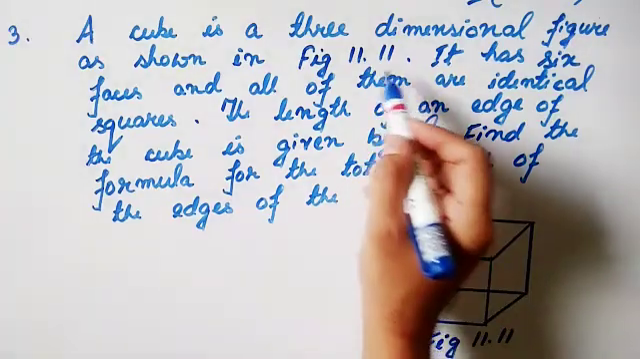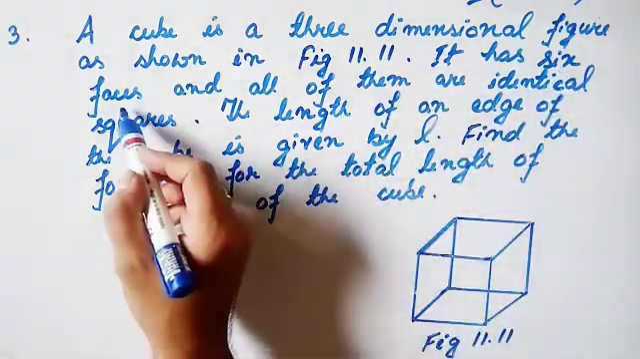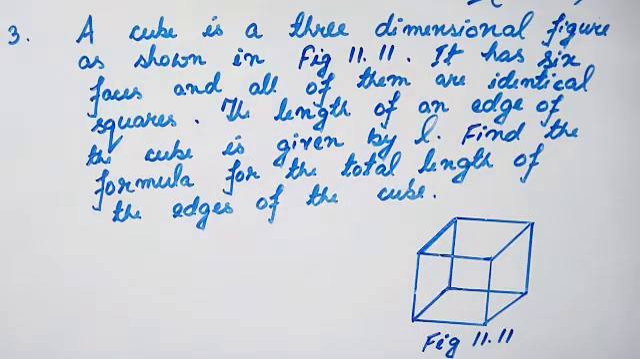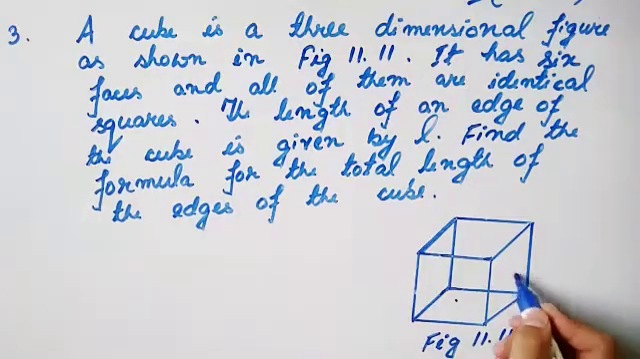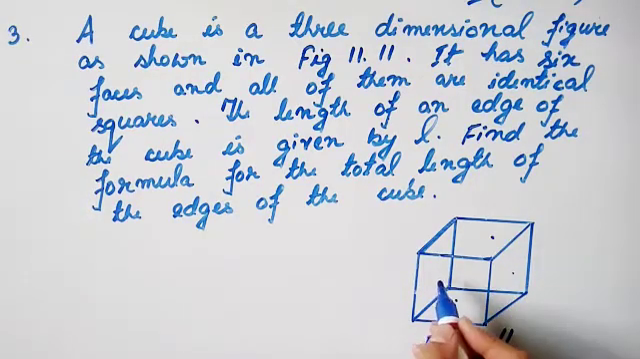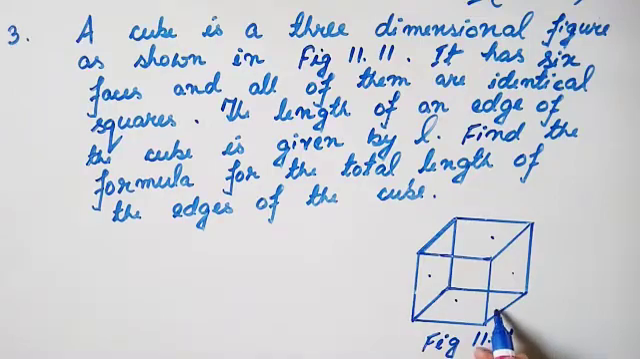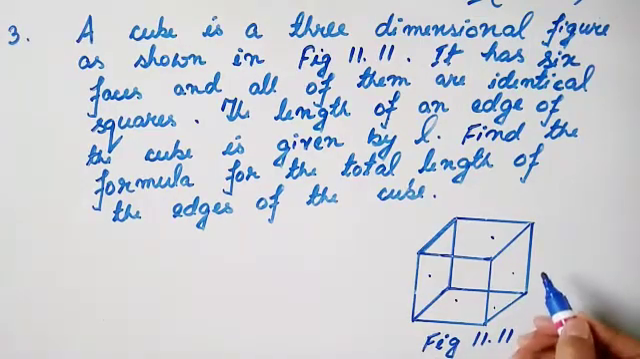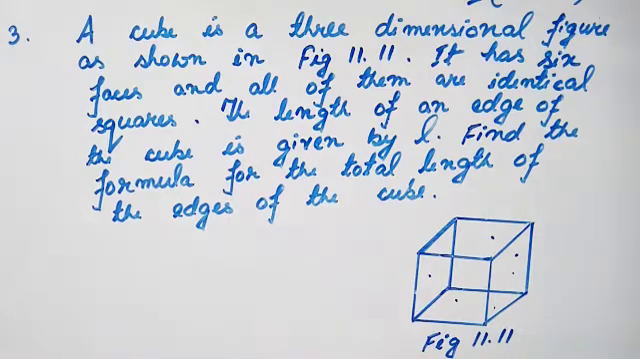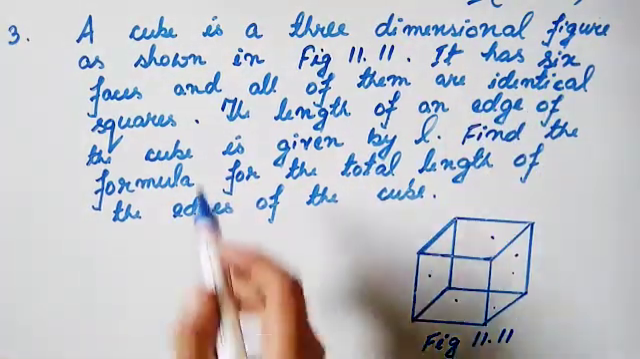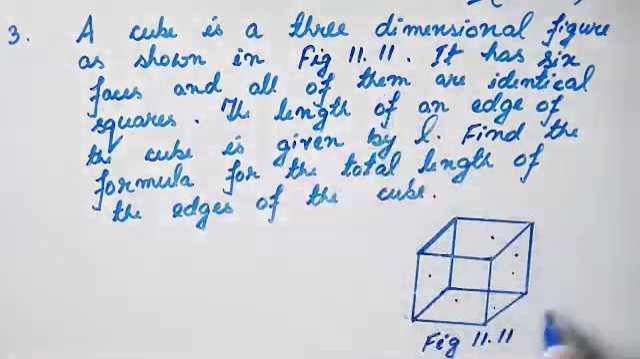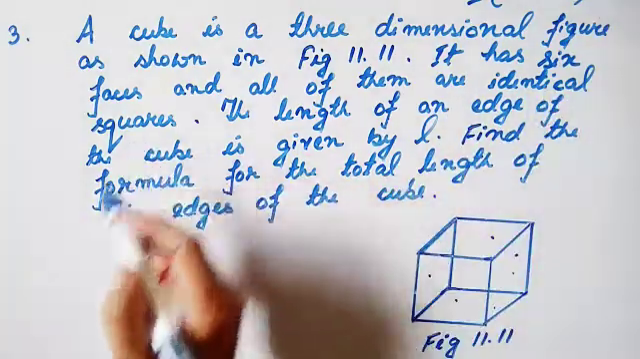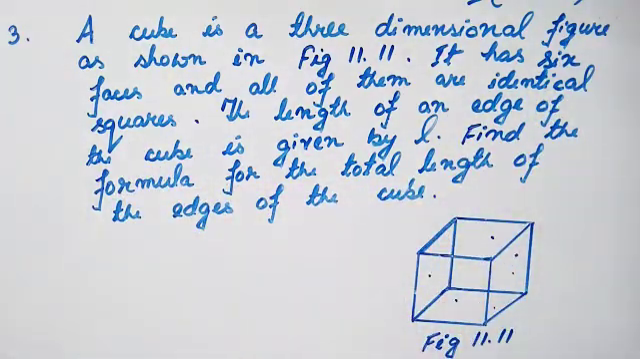Okay, then it says it has 6 faces. So a cube has 6 faces. Let's check whether it is correct or not. So here's the first face, second face, third face, fourth face, and fifth face with the down part, and one last face with the back side, right? So altogether a cube has how many faces? 6 faces. Okay, and all of these 6 faces are identical squares.